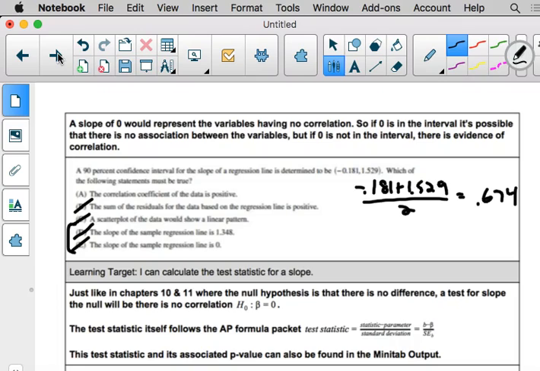So that leaves A. The correlation coefficient of the data is positive. Okay, well, of the data means of our sample line, right? Well, notice our sample line, didn't we already talk about our sample line has a slope of 0.674? And remember, correlation matches the sign of the slope. So our sample slope is positive, so the sample's correlation coefficient would also, therefore, be positive.